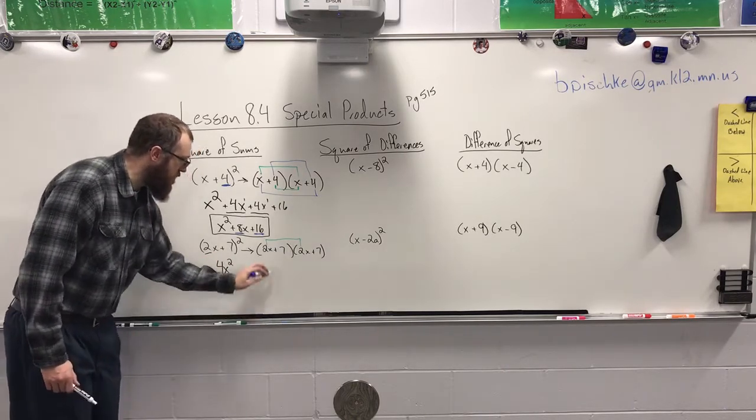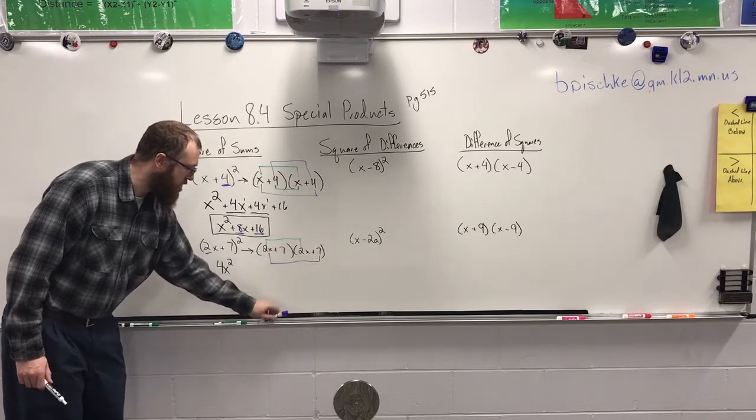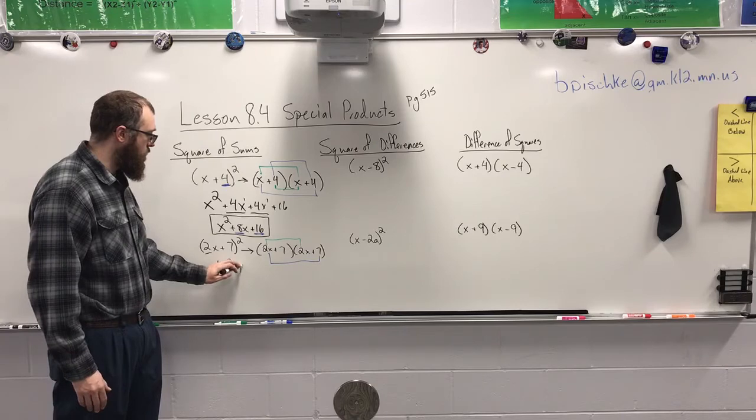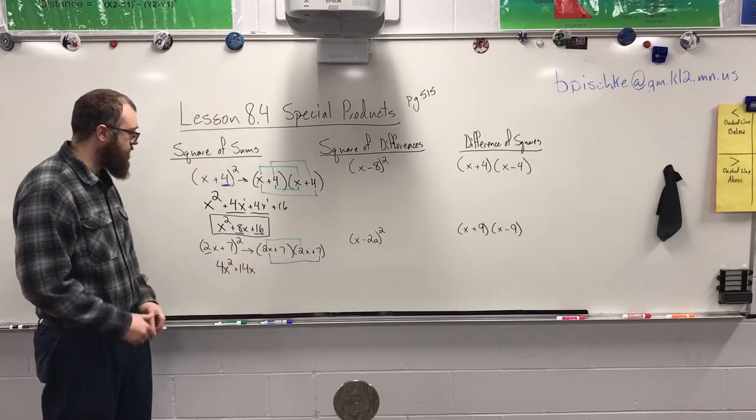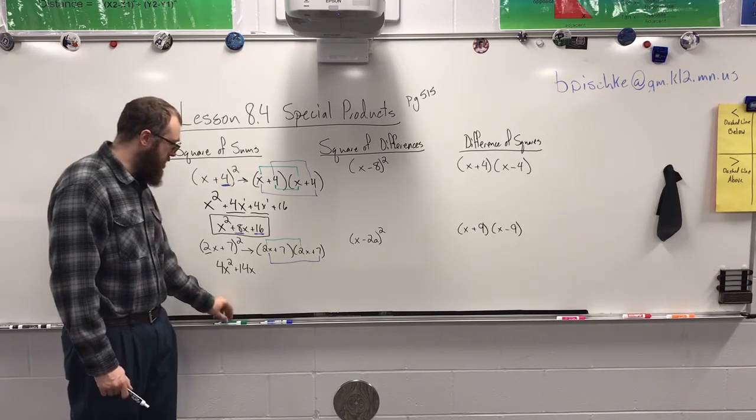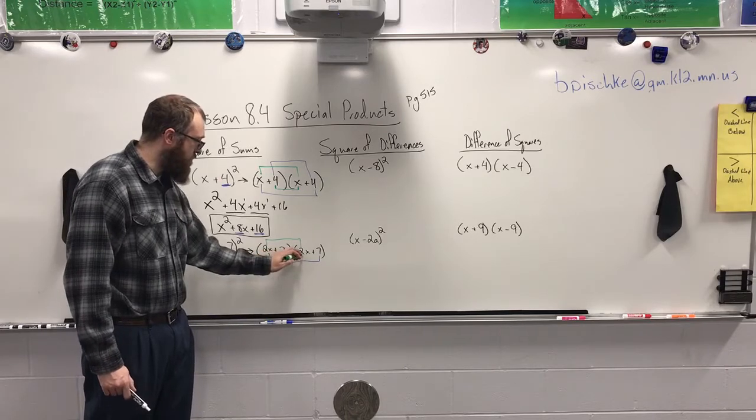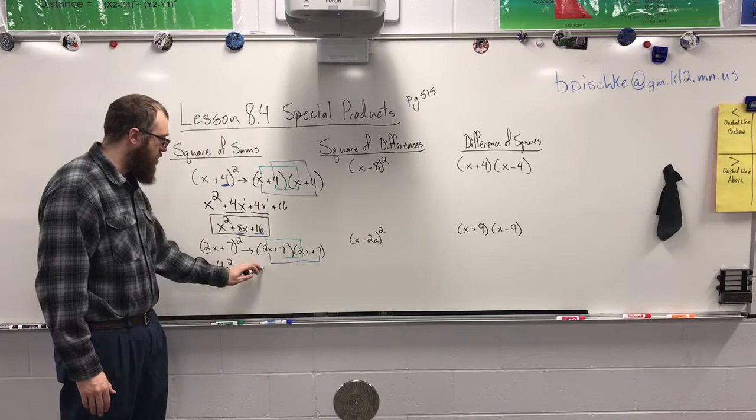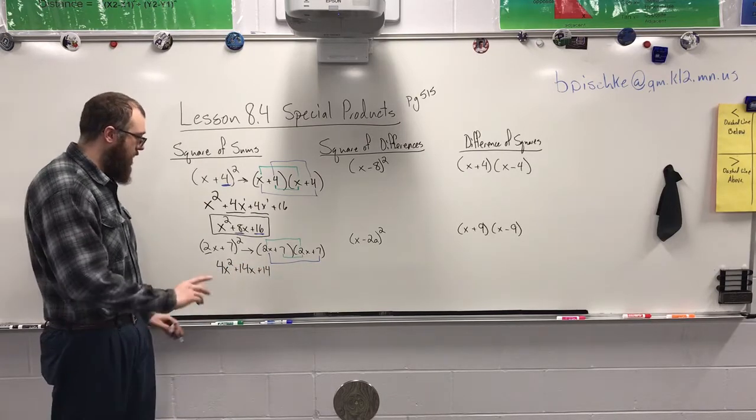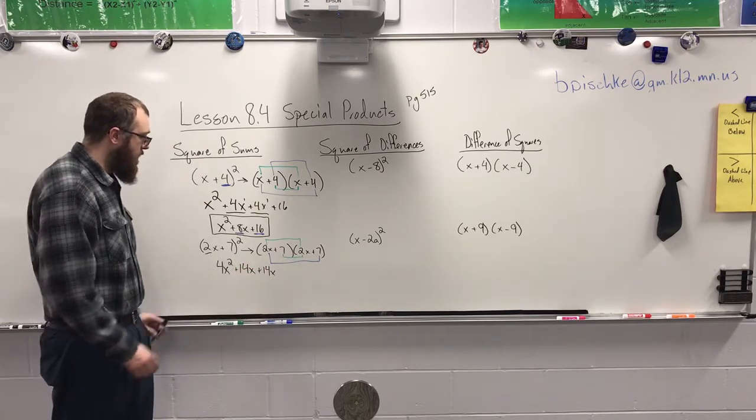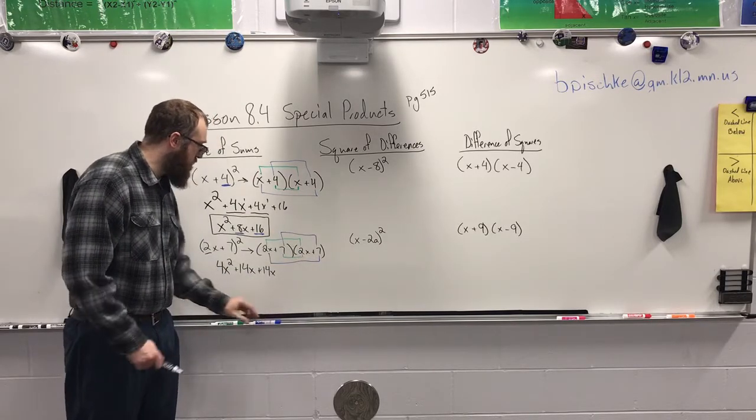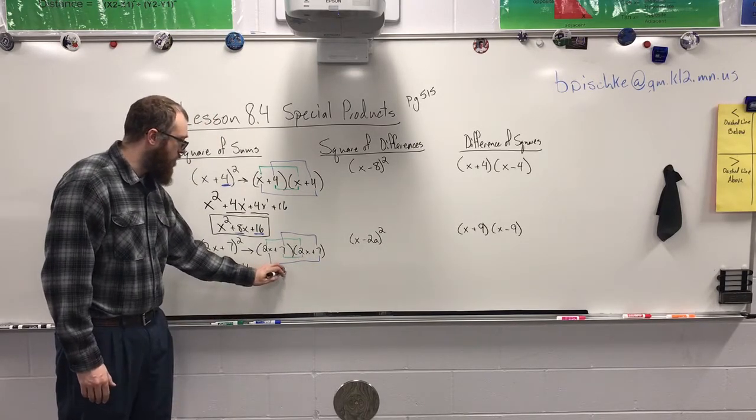Outers, 2x times 7. 2 times 7 is 14, x times no x is x. Inners, 7 times 2x. 7 times 2 is 14, x times no x is x, and then my last, 7 times 7 is 49.